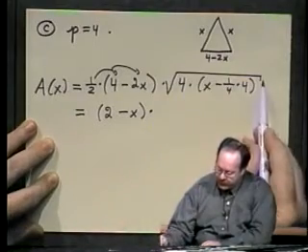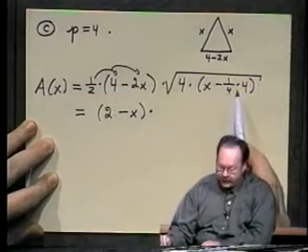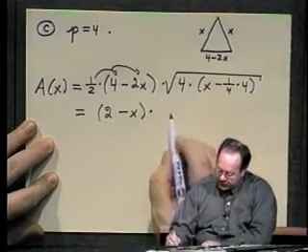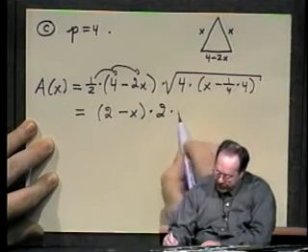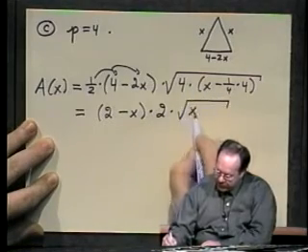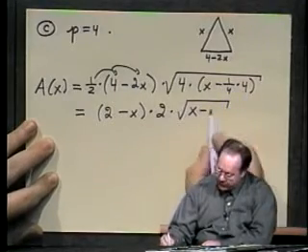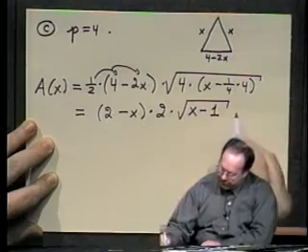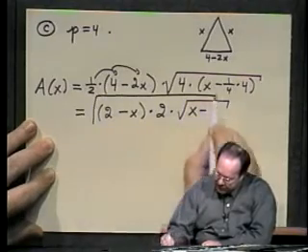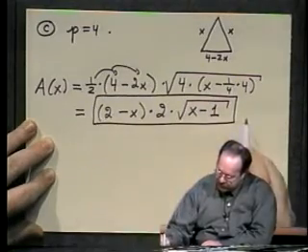The square root here, of course, breaks apart over the product. The square root of the first part, square root of 4, is just 2, and the second part is simplified because x minus 1/4 times 4 is 1. So that's x minus 1. So this is the area function we're going to deal with in this part.